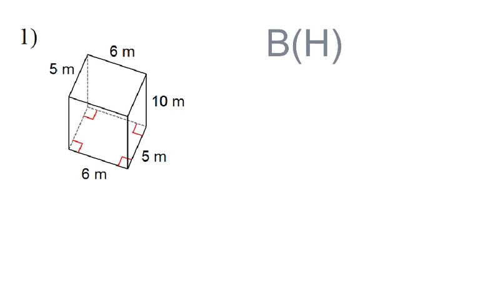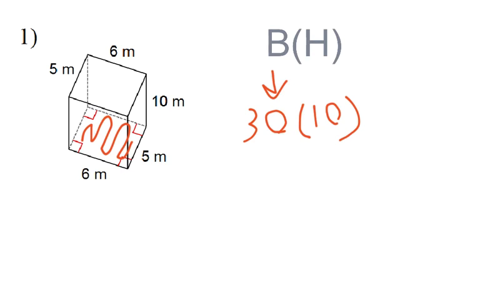So we're going to start off. First we're going to shade in our base. That's a 6 by 5 area. 6 times 5 is 30, so our big B is 30, times our height, which is 10. And then 30 times 10 is 300. And that's going to be meters, and whenever we use volume, we're going to cube it. So it's going to be meters cubed. Essentially, all I'm doing is just multiplying those three numbers together.